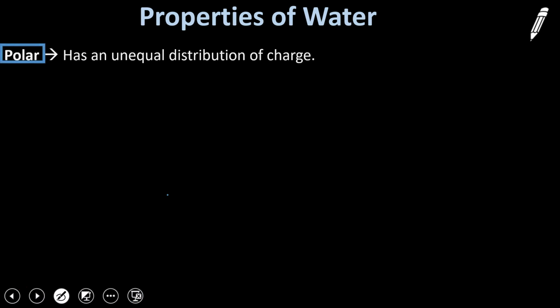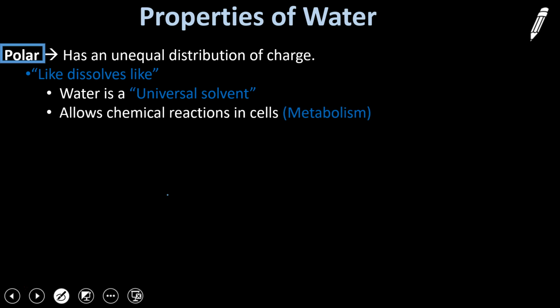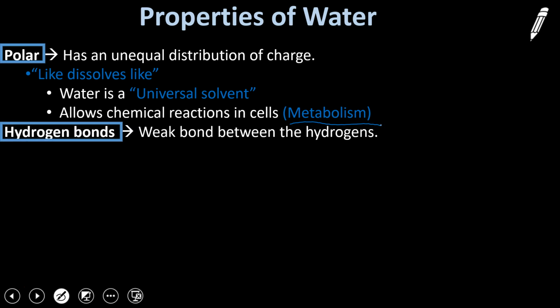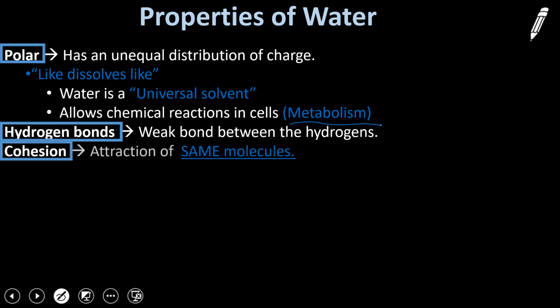Properties of water. Number 1, water is polar. It has an unequal distribution of charge. Like dissolves like. So only 2 polar things will mix, and only 2 nonpolars will mix. If I mix a polar and a nonpolar, it will not mix, just like oil and water. Water is the universal solvent and results in a place for our chemical reactions or metabolism to occur. Water forms hydrogen bonds, which are weak bonds between the 2 hydrogens.